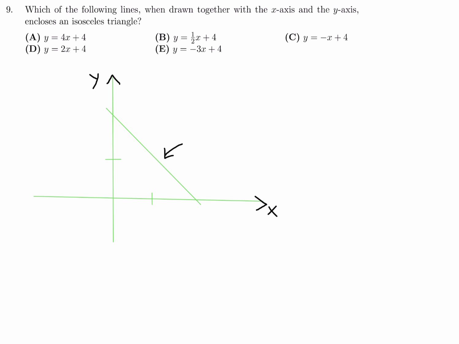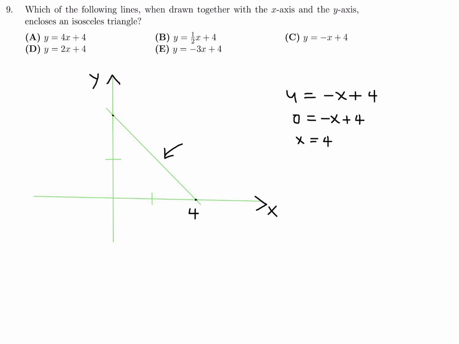The only way it's going to be an isosceles triangle is if this side is equal to that side. And that basically means that the x-intercept, which is right here, has to be the same as the y-intercept in terms of its numerical value. If you fiddle around with these equations, you'll find that this one gives you that. So if y is equal to minus x plus 4, for the x-intercept you set y equal to 0. So minus x plus 4 equals 0, which means x is 4. So x is 4 is where that line crosses the x-axis.